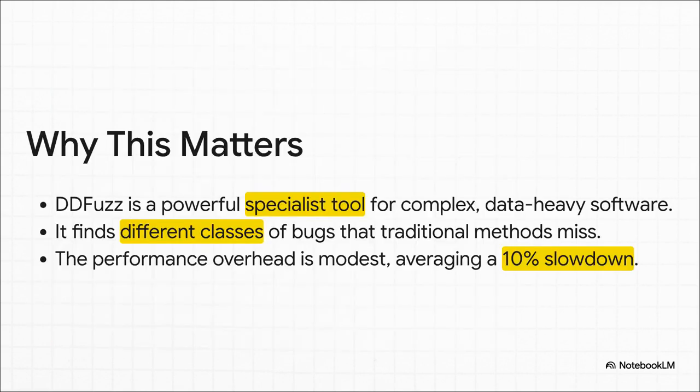So, at the end of the day, what's the big takeaway here? DDFuzz is this powerful new specialist for finding bugs in really complex software. It finds whole categories of vulnerabilities that our old tools were blind to. And maybe the best part, it does all this without slowing things down too much, which means it's a practical tool that developers can actually use.